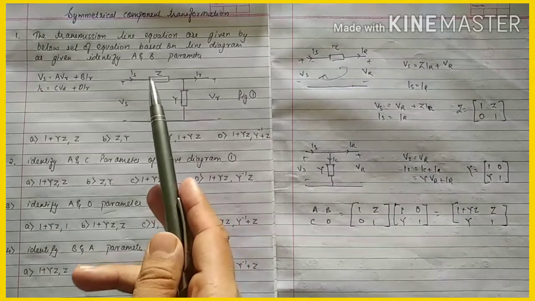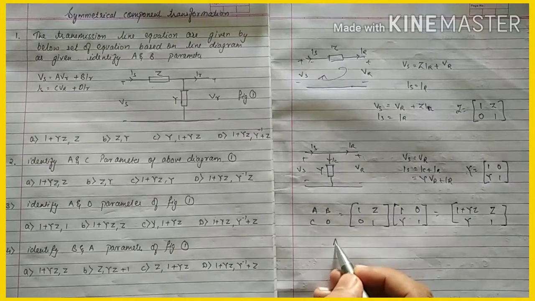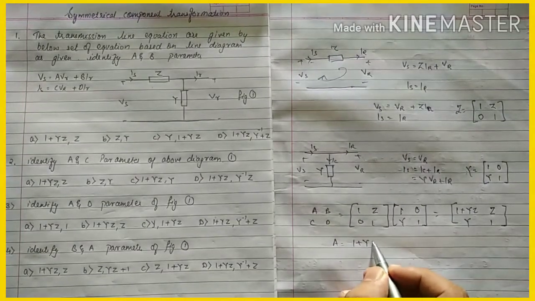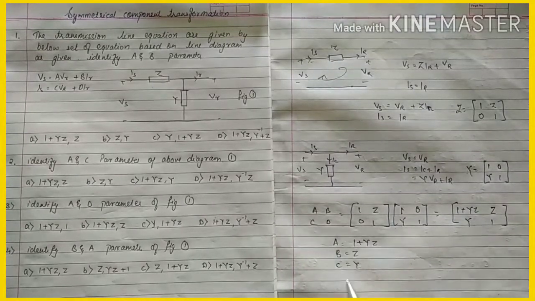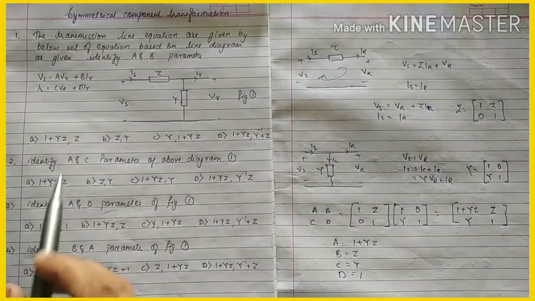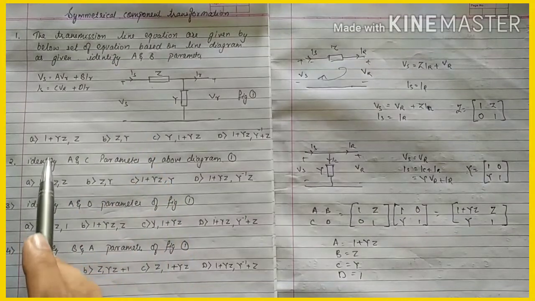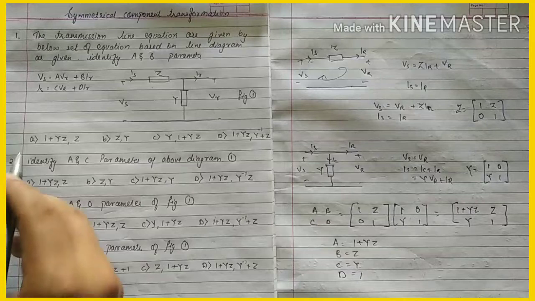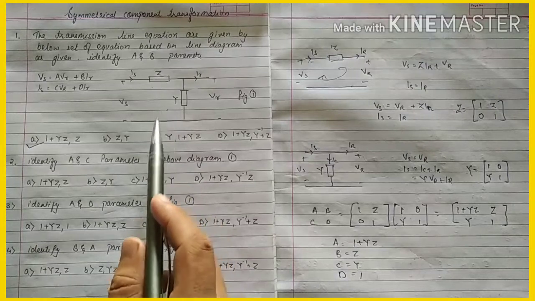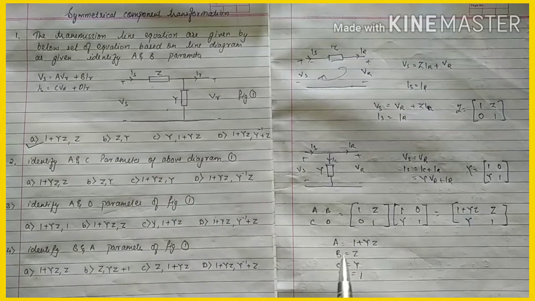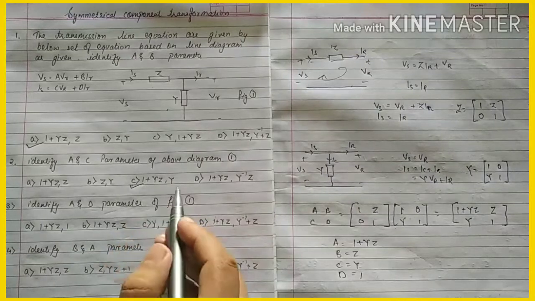So in the question, what is given is A and B. So the value of A is, here you can see, 1 plus YZ. The value of B is Z, the value of C is Y, and the value of D is 1. Okay, so in the question A and B, so where is 1 plus YZ and Z? So our answer will be A. Okay, now identify A and C parameter of the above diagram. Okay, so the value of A is 1 plus YZ and the value of C is Y. Okay, so our answer will be C, 1 plus YZ and Y.